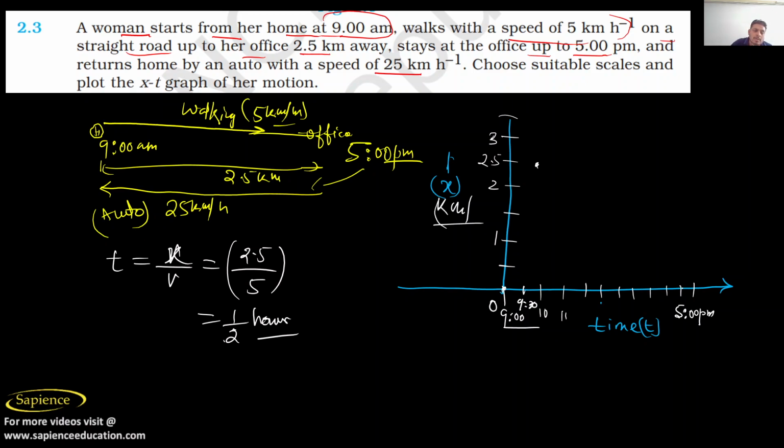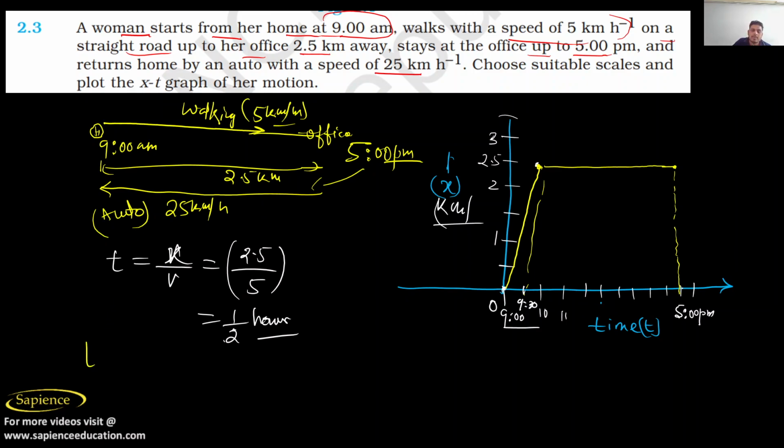Now we need to draw the graph at first. So I have drawn it like this. Okay, now after 9:30 what happens? See, this is your 9:30, right? After 9:30 up to 5 she will be at rest because she is in the office. So this is up to 5 p.m. After that what happens? After that she starts coming back home.